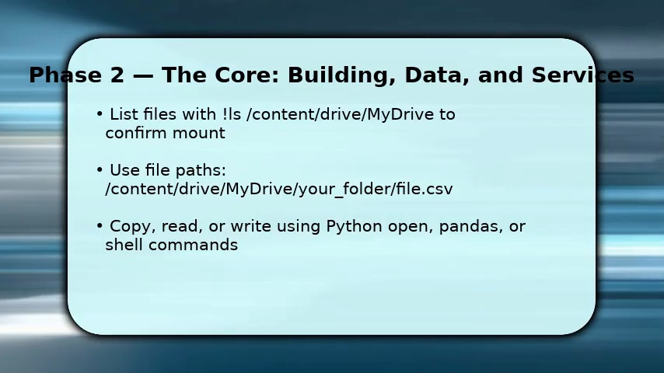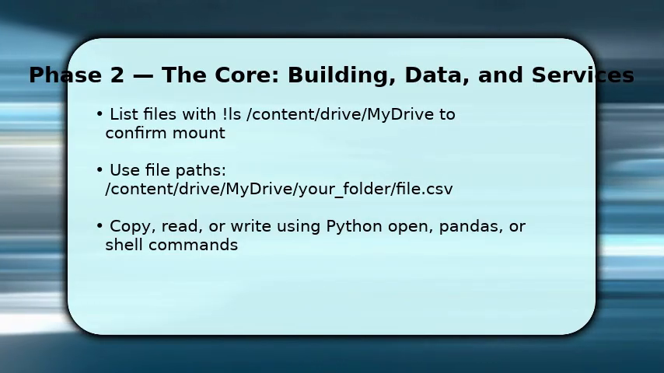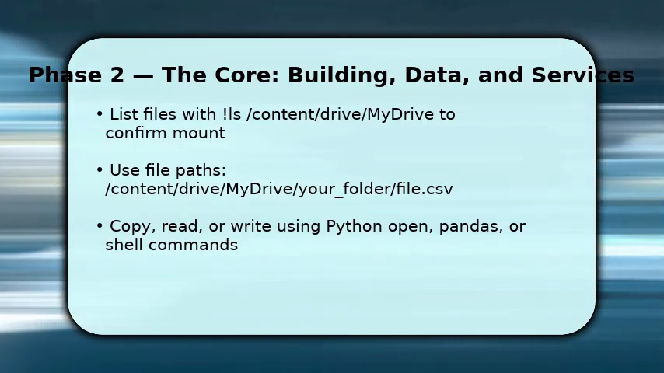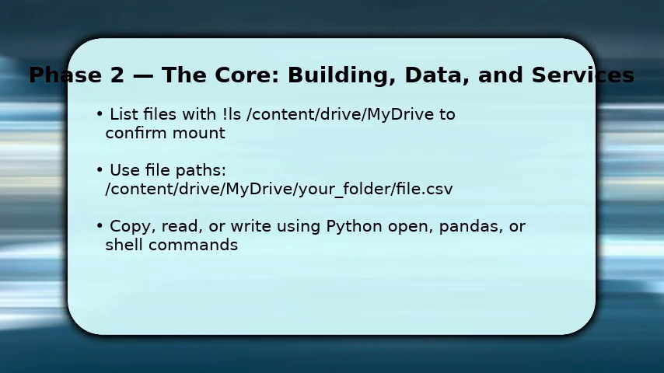For data tasks, pandas read_csv works directly with that path, and shell commands like cp or rm operate the same. If you need faster local I/O, copy files into /content temporarily, then move results back to Drive when done. This avoids repeated remote latency.